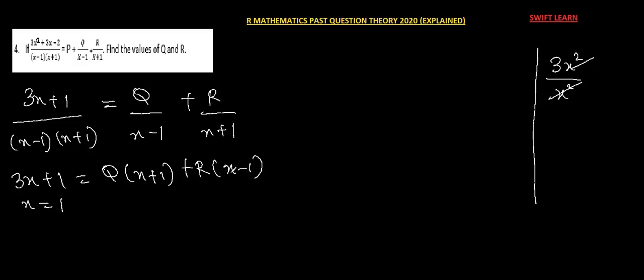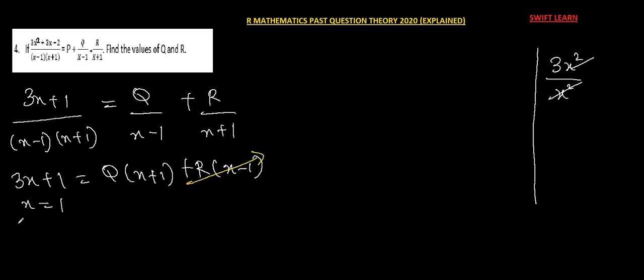Why? Because 1 minus 1 is 0. So 0 times r will give you 0. So this one cancels out, just like this. Once this cancels out, it will just remain the whole of this. Okay, let's just try something.